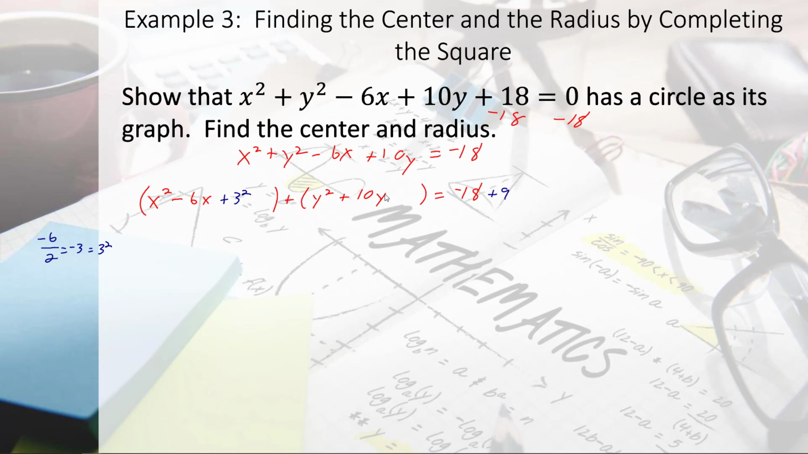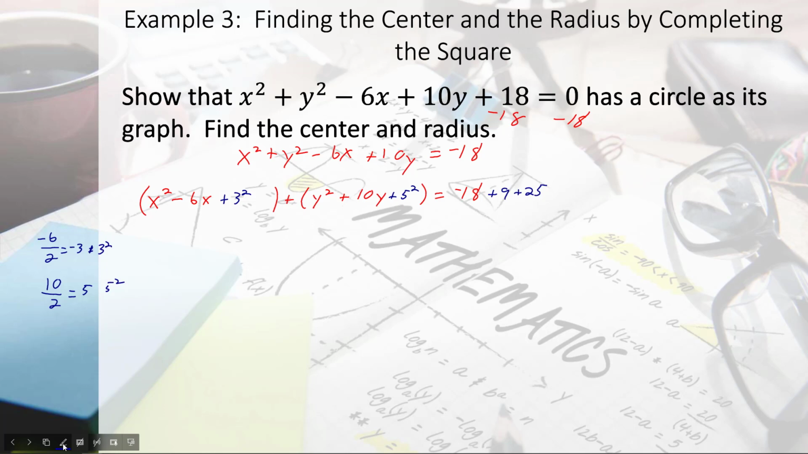Similarly, I want to take a look at my linear coefficient here. It's equal to 10. I want to divide that by 2. That's going to give me 5. And then I want to square it, 5 squared. So I'm going to add 5 squared here, but then I'm going to add plus 25 here, because that's what 5 squared is when you evaluate it. Okay, so notice here, now I have a perfect square. I have x squared minus 2ax plus a squared, and here I have y squared plus 2ay plus a squared.